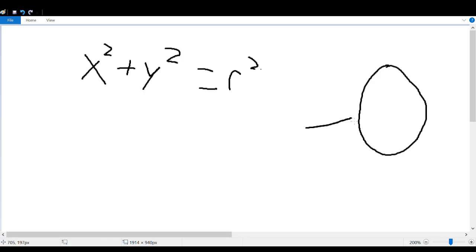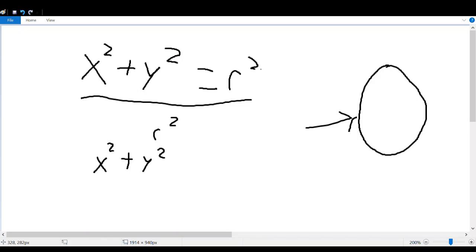That's an ellipse. That's not a circle, that's an oval. Ellipses are ovals, which means they have two radii. So what we're going to do is divide the whole thing by r squared. So we get x squared plus y squared, both over r squared, equals 1.